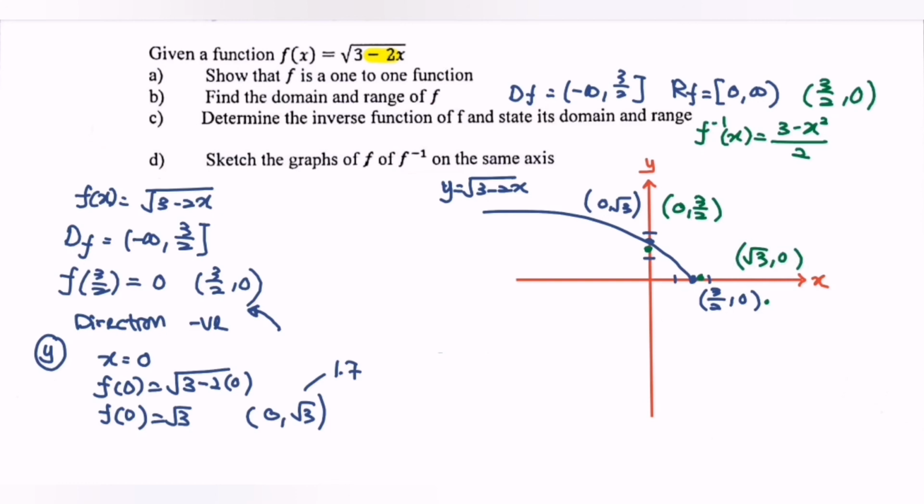So the graph will be something like this. This is the starting point. Here we have f inverse, (3 minus x squared) over 2. Do remember we have the reflection axis, which is y equals x. Here we have y equals x, the reflection axis. So here we are, and thanks for watching.